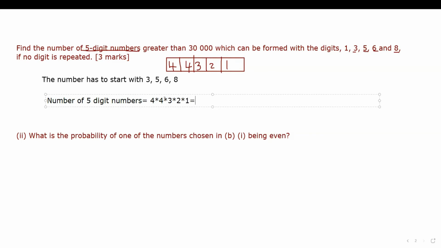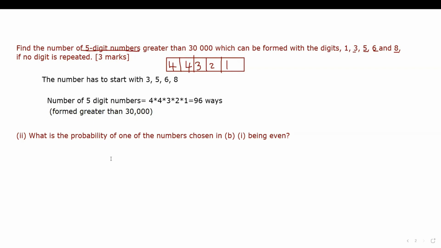Let's work that out now. 4 times 4 is 16. 16 times 3 is 48. 48 times 2 is 96. So there are 96 ways we can form a 5-digit number greater than 30,000. Just to put it in brackets: number of 5-digit numbers formed greater than 30,000.